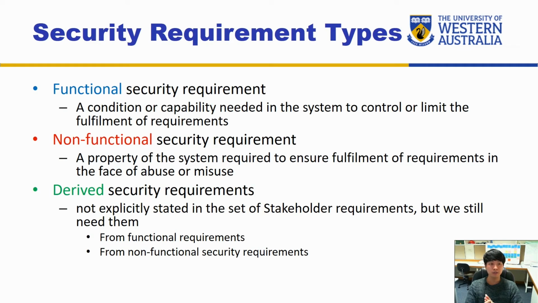And then there are derived security requirements, which are not explicitly stated in the set of stakeholder requirements, so they're not written down, right? But we still need them. These are the ones that we assume will be provided for us. For example, if we have an authentication system and you specify as a requirement that the password has to be at least X length long with these conditions, then from that functional security requirement, you can say that we can derive that non-authorized personnel should not be able to access certain resources.